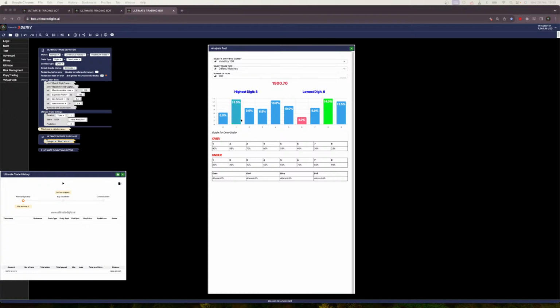So I cannot run the bot on that market. I have to find other setups using the tick analyzer.